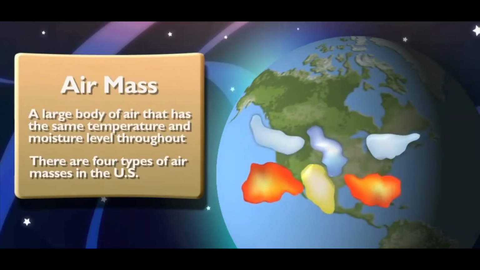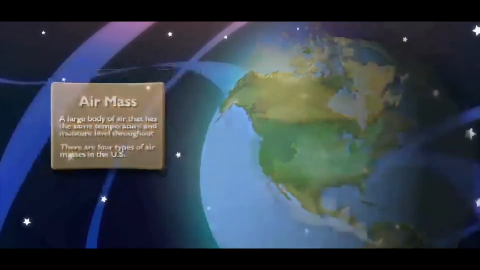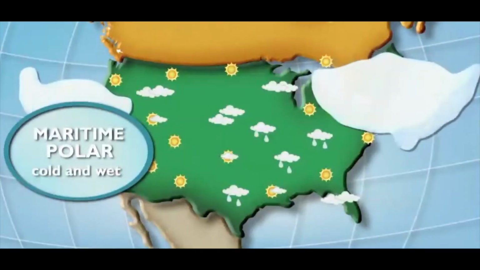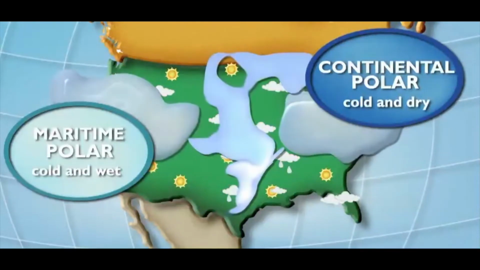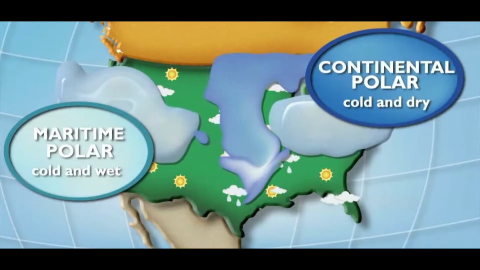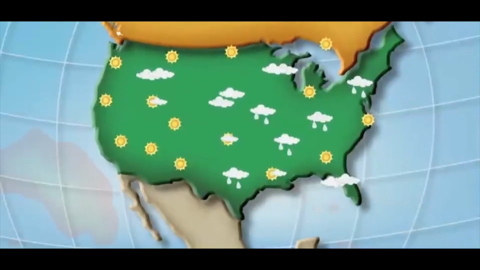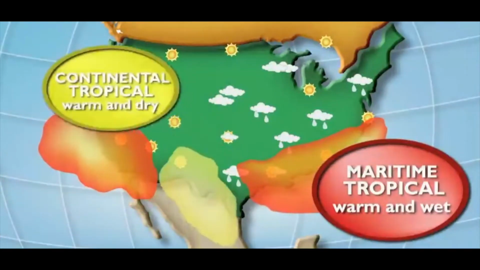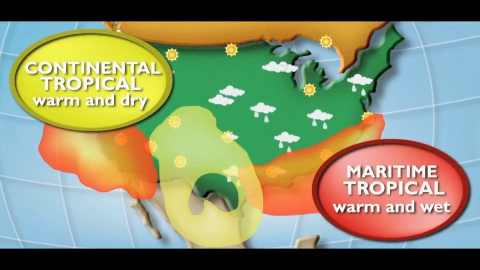Well, 2 are cold and 2 are warm. The 2 cold air masses are the maritime polar air mass and the continental polar air mass. What about the 2 warm air masses? The 2 warm air masses are called the maritime tropical air mass and the continental tropical air mass.